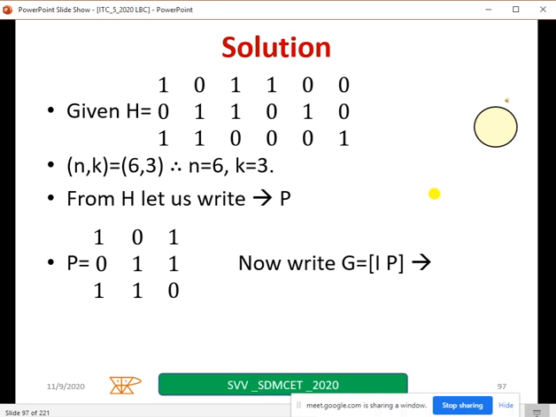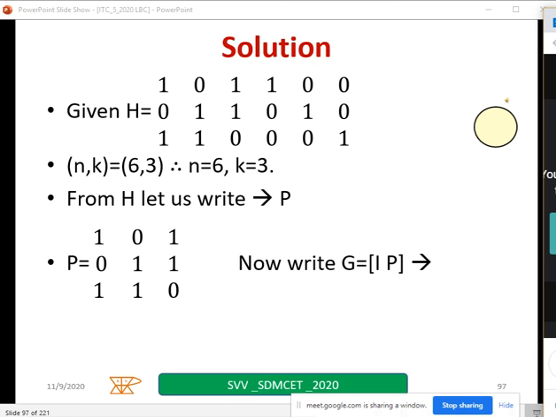Given H equal to, write down. From this, you can write n comma k equal to 6 comma 3. Therefore, n equal to 6, k equal to 3. From H, let us write a P. All of us know H equal to P transpose I. If I take a P transpose, I'll get a P. So P transpose, I'll take a transpose so that I can get a P.